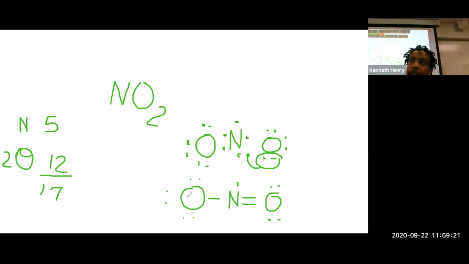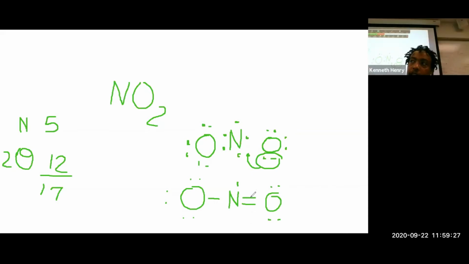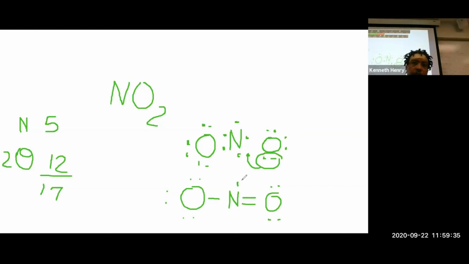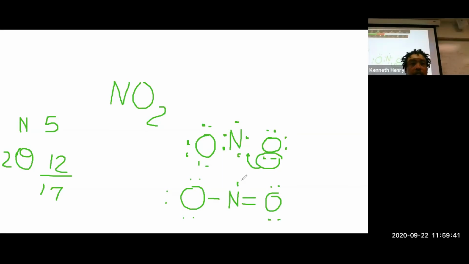But look at nitrogen. How many does it have around it? 2, 4, 6, 7. Okay? So it needs 8, but 7 is the best that you can do. So this is an exception to the octet rule. Okay. So anytime that you end up where the total number of valence electrons is an odd number, you know that you're going to have an exception.